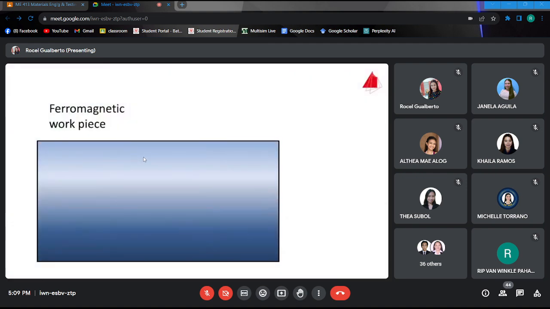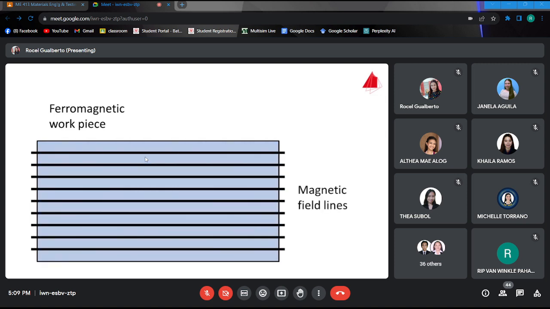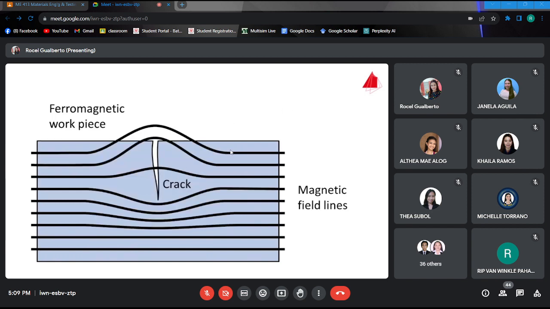The basic principle is to magnetize a ferromagnetic workpiece parallel to its surface, as shown in the sectional view. If the workpiece is free from defects, the magnetic field lines run within the workpiece and parallel to its surface. In places of magnetic inhomogeneity, for instance near cracks, the magnetic field lines will locally leave the surface and a leakage field occurs.